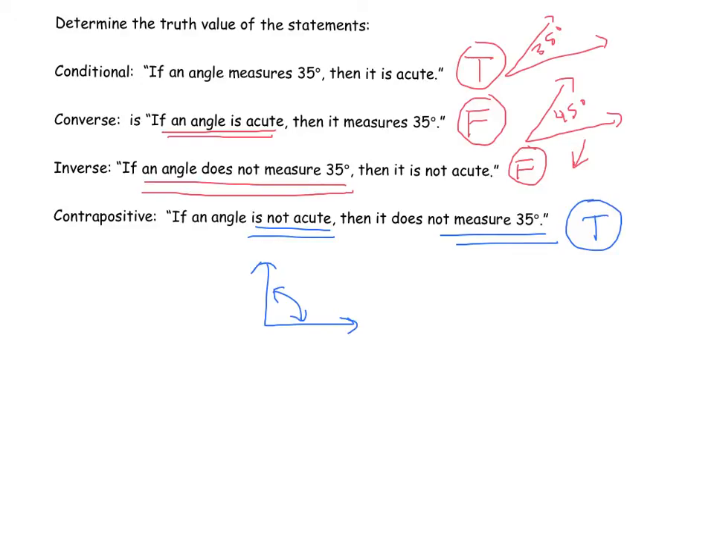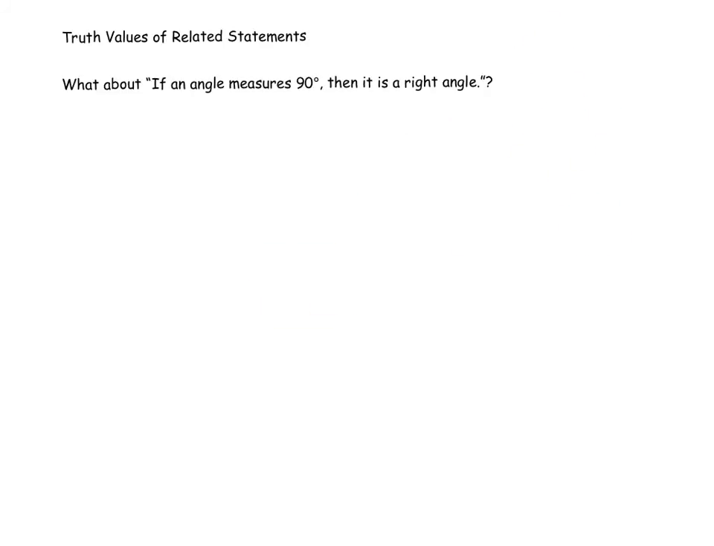So before we make any conjectures about which statements always have the same truth values, we'll want to look at one or two additional examples. Pause the video for a minute and see if you can write the converse, the inverse, and the contrapositive of the statement, if an angle measures 90 degrees, then it is a right angle. When you've finished, restart the video and we'll have the answers up on the screen for you.